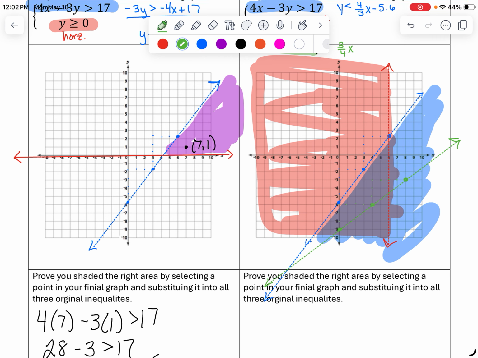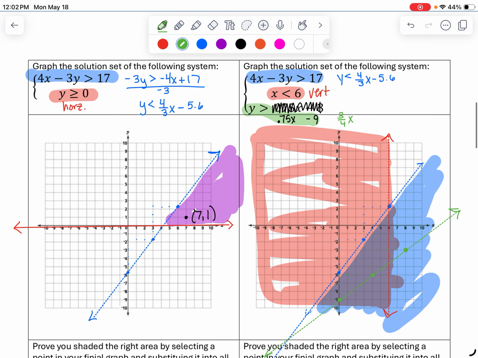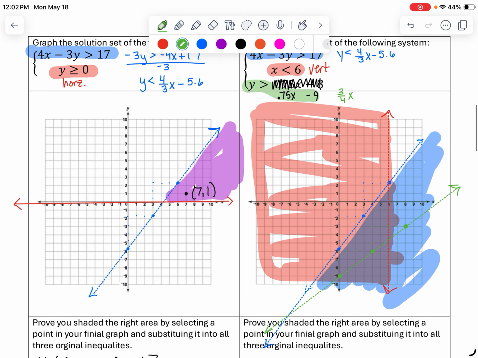let's see, what are we doing here? Does this one want to shade above? So I'm going to get my green highlighter. I'm going to shade above my green line. Where do all 3 of them come together?